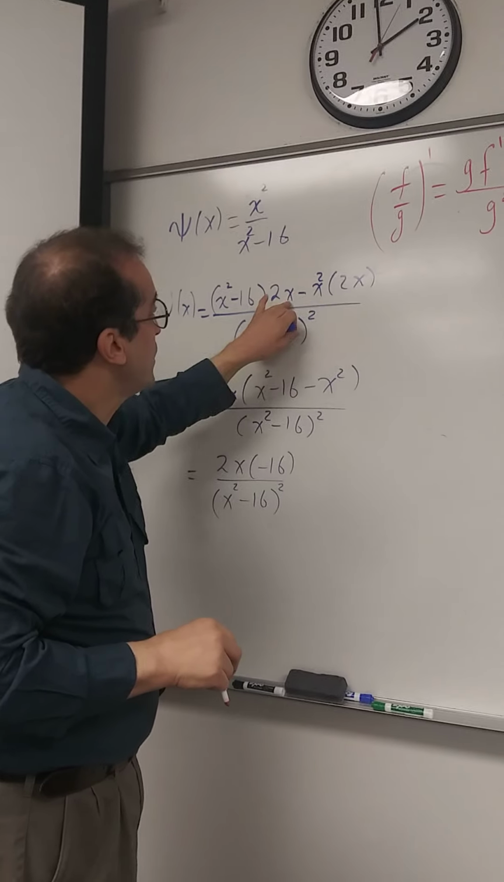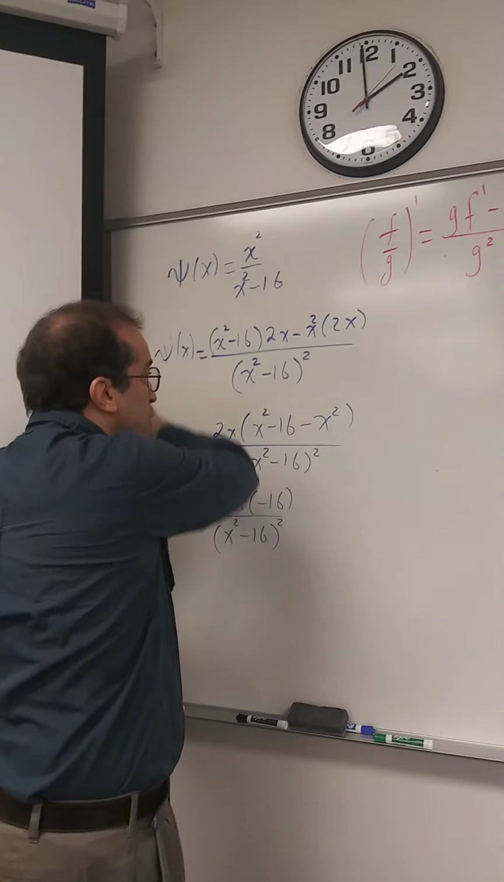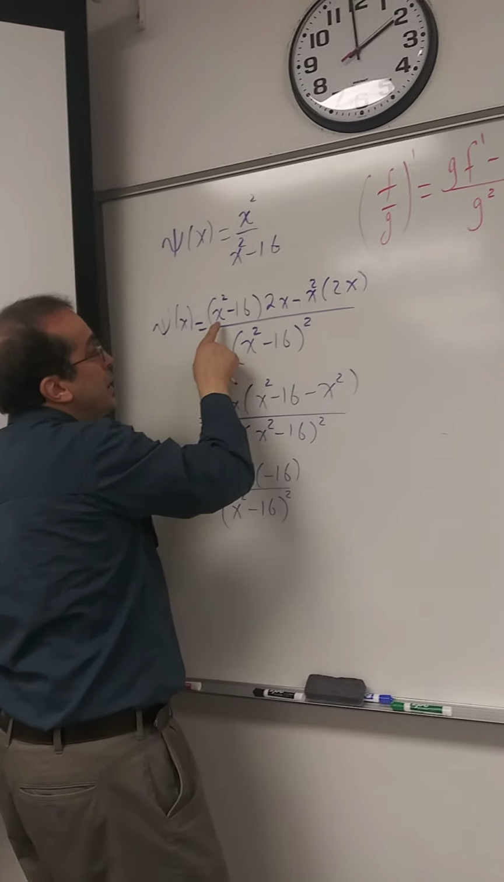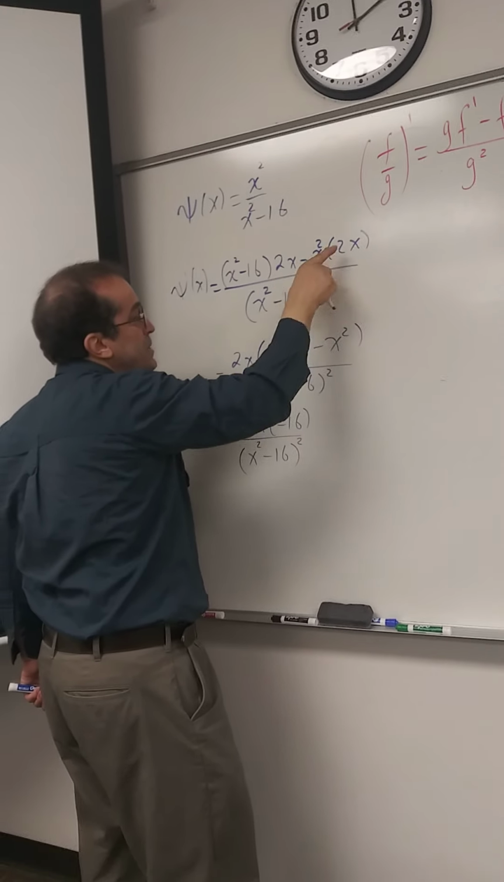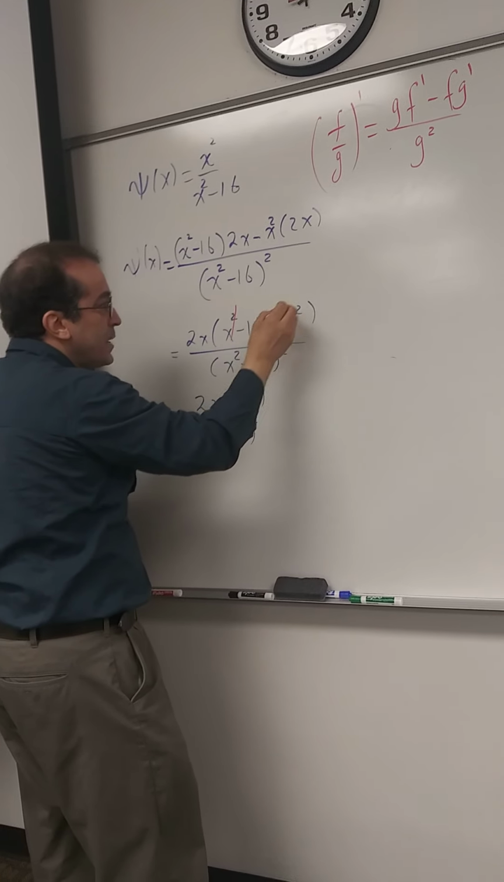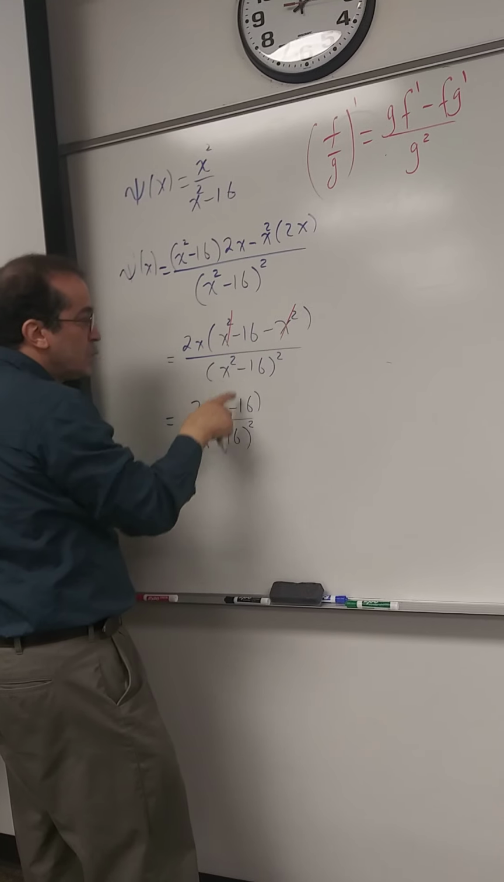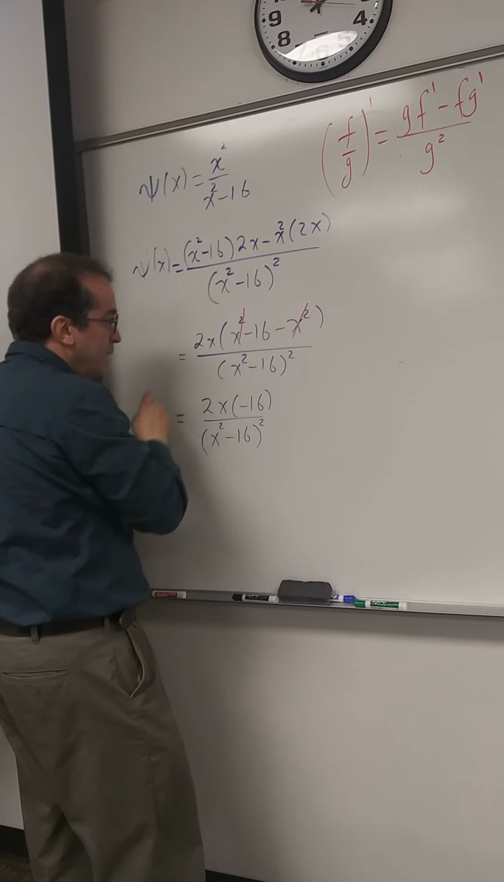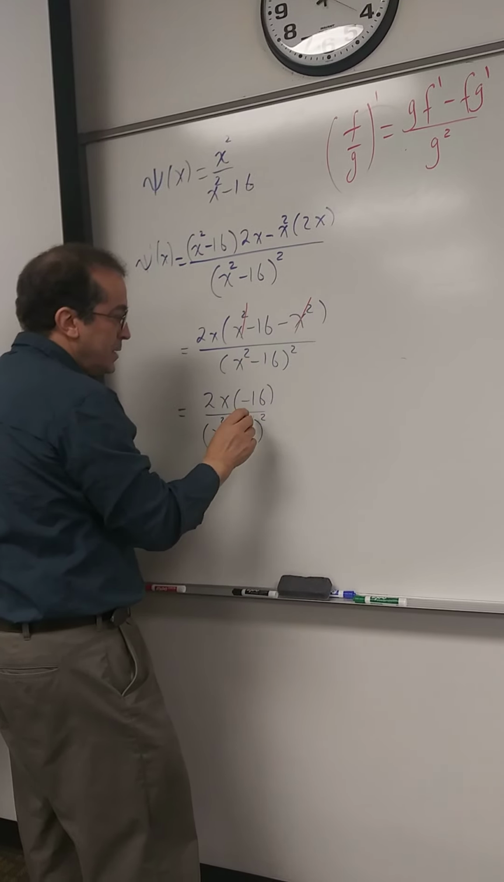We have 2x here and 2x here. Factor out 2x. 2x is out. That leaves you with x² − 16 − x². x² minus x² will cancel. So that leaves you with −16. The 2x stays. And then (x² − 16)².